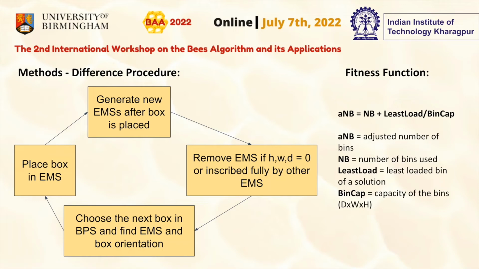an EMS is fully contained inside another, it's not really a maximal space, which is why we remove it from the list. Now that we have the updated list of empty maximal spaces, we choose the next box in the box packing sequence and repeat the procedure.